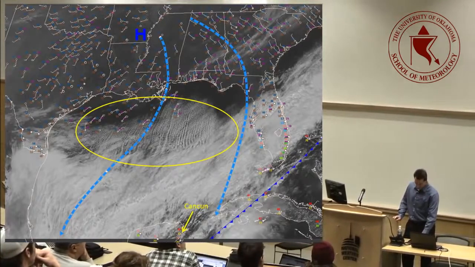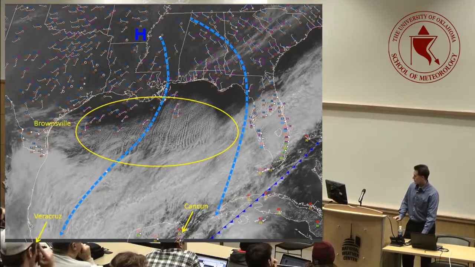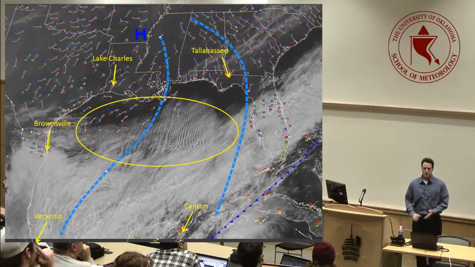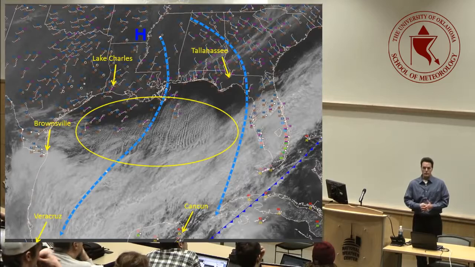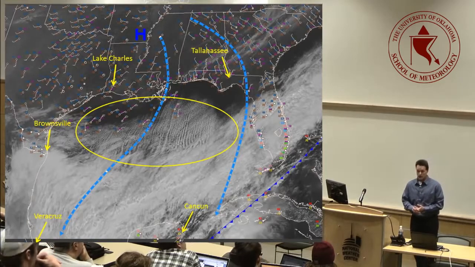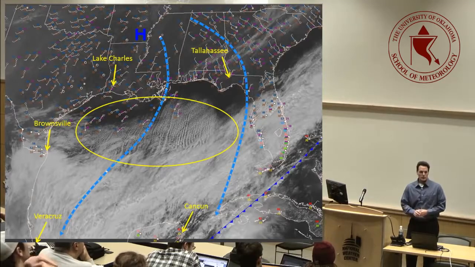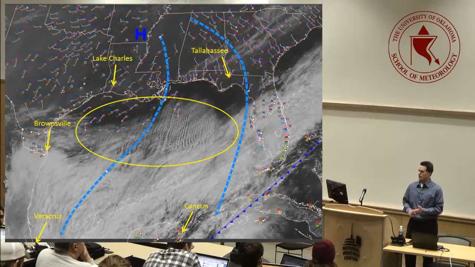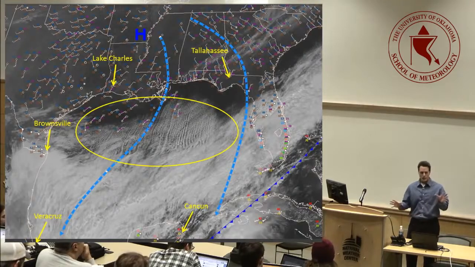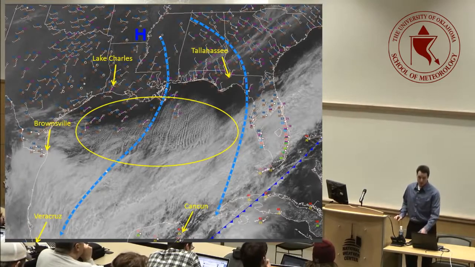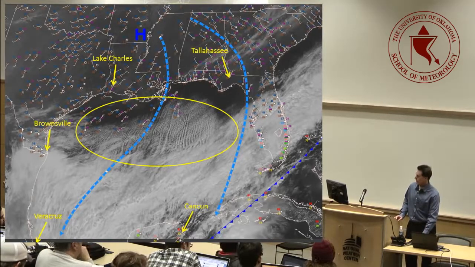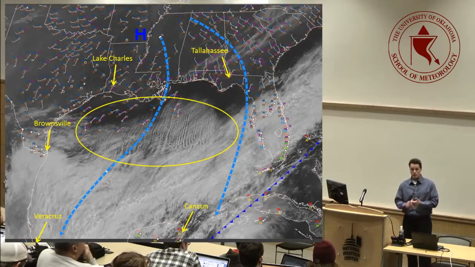Now what I want to do is something I don't see people do too often, so that's why we're going to do it. We're going to look at all these sounding sites around the Gulf Basin for the duration of this return flow cycle. Starting down in Cancun, and then we'll move around to the extreme southwest Gulf of Mexico, which is Veracruz, continue up to Brownsville, Lake Charles, and then Tallahassee, Florida. So we're going to kind of surround this whole return flow regime and see how the profiles change on a 24-hour basis.